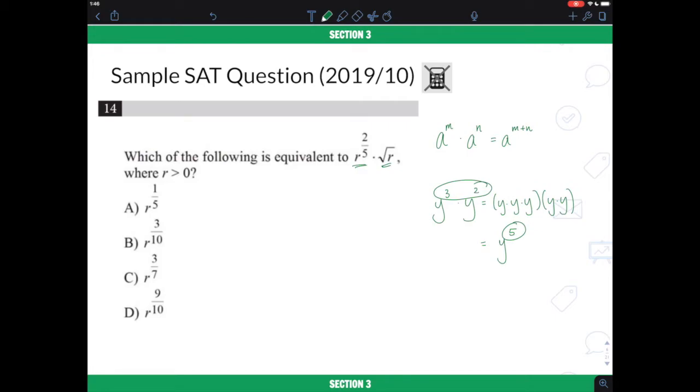So the first thing that we need to do here is to convert the square root of r into its exponential form, and we do that by writing r to the 2/5 times r to the 1/2. Now, this is the second part of exponents that the SAT would like to know and see if you truly understand what is going on with the exponents.